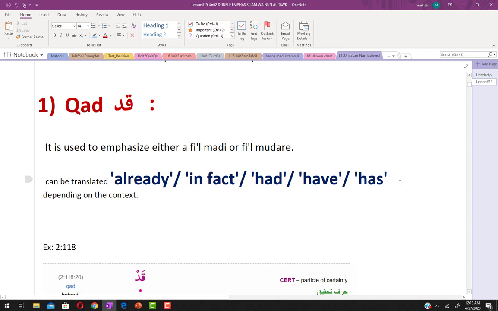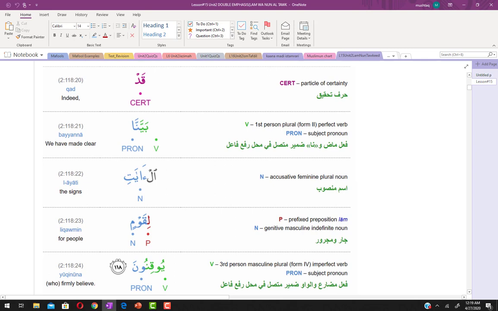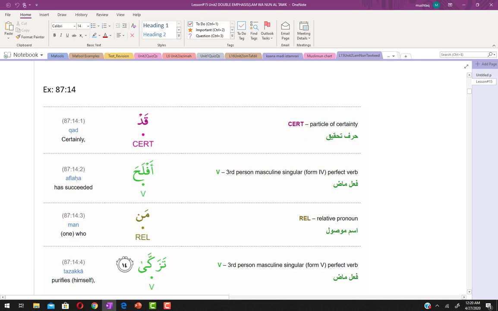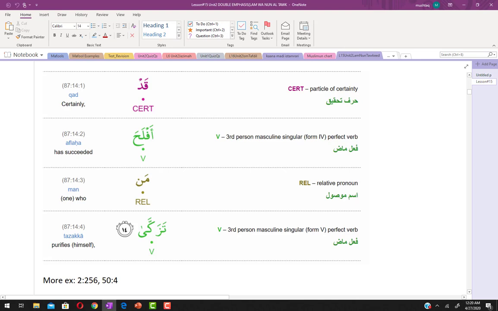Let's take some examples from Quran. Bismillahir Rahmanir Rahim. Qad bayyana al-ayati liqawmi yuqinoon. Qad is indeed: we have made clear the signs for the people who firmly believe. Qad aflaha man tazakka. Certainly, the one who purifies himself has succeeded. We have qad again. This is the sentence with the emphasis.